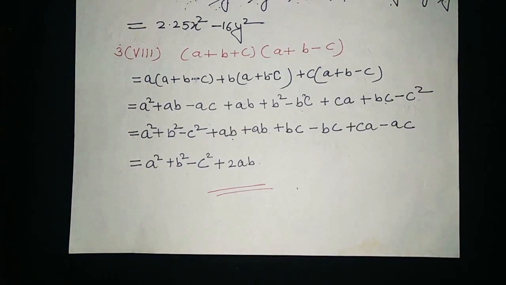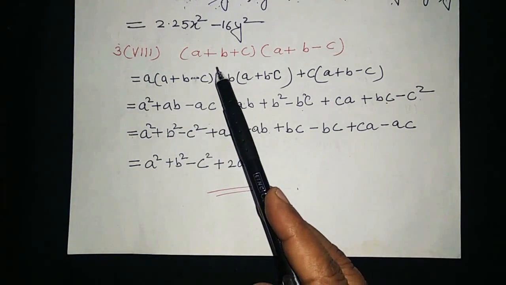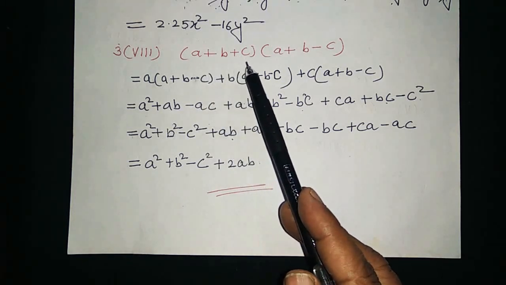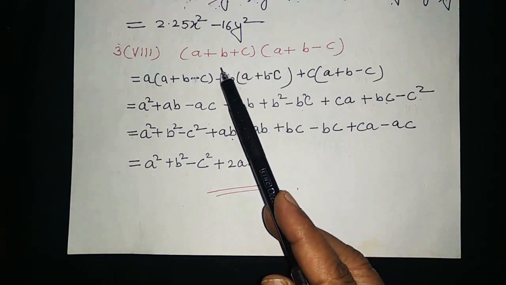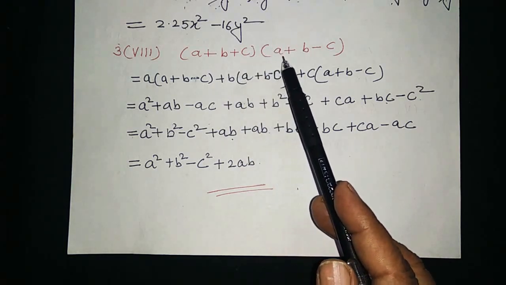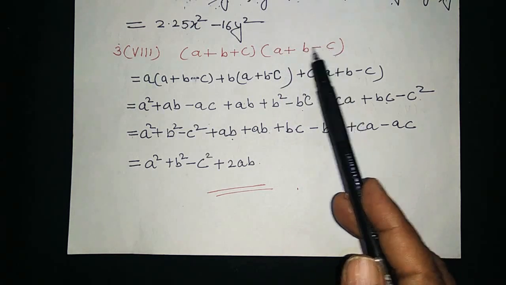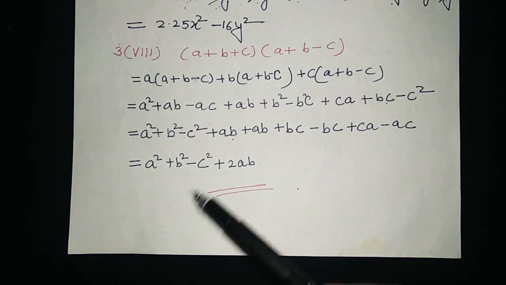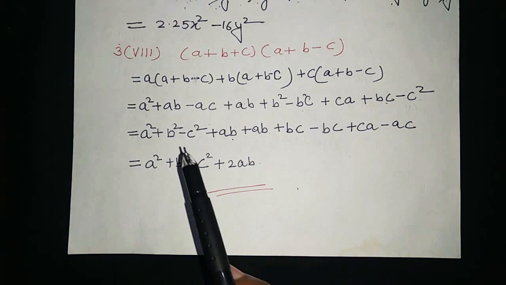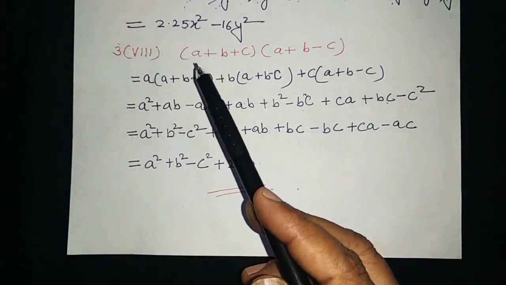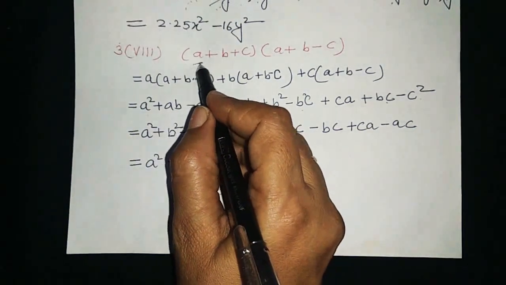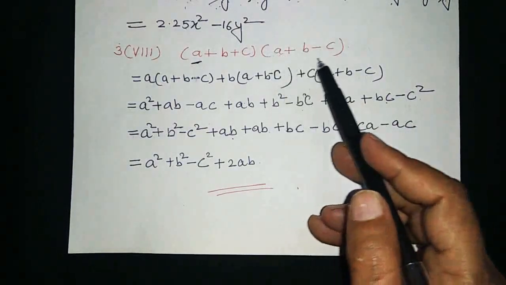Now children, see the 8th part of question number 3. Here the first expression is a plus b plus c. It is a trinomial. You have to multiply it by a plus b minus c. It is also a trinomial. Now we will multiply both to simplify the given expression. Here a we will write first, and this a we will multiply with this a plus b minus c.